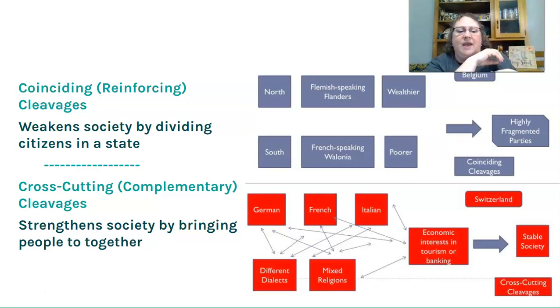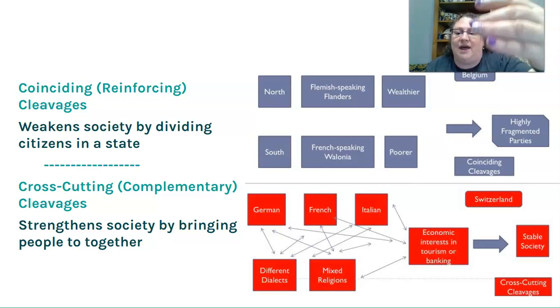And the same thing happens kind of in the South, where you've got the Wallonia, the French who are in the South, the poorer area. And so we call this coinciding cleavages because they have all these cleavages that keep them in that same group, we're all grouped together. And all that does is actually weaken a society because it further divides them, because they're less likely to come together.